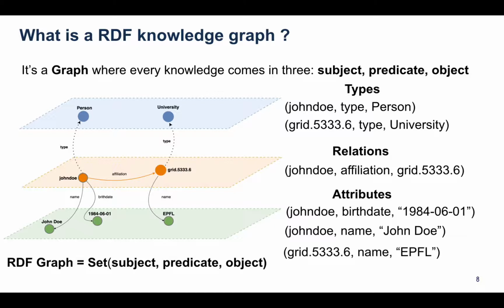In a knowledge graph, everything is broken down into triples, into facts, into statements. People usually don't believe it's possible, but it's possible. You can break everything into a set of triples. For example, here we have John Doe type person, and the university type university. So these are type information. You have a relationship between John Doe and the university. You have some attributes there, and it's kind of layered.